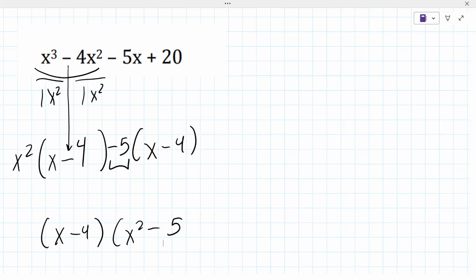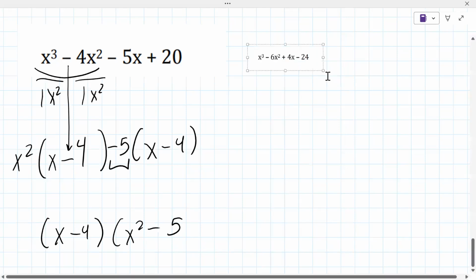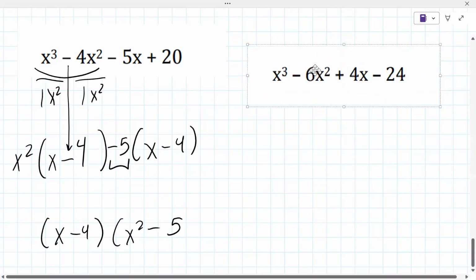All right, I've got to get you to do one on your own here. Let me snip one in here for you to fully try. I'll leave this one up. Go ahead and try this one, please.